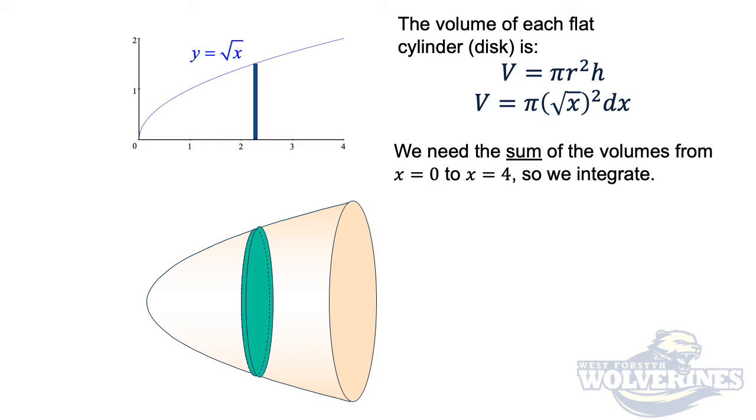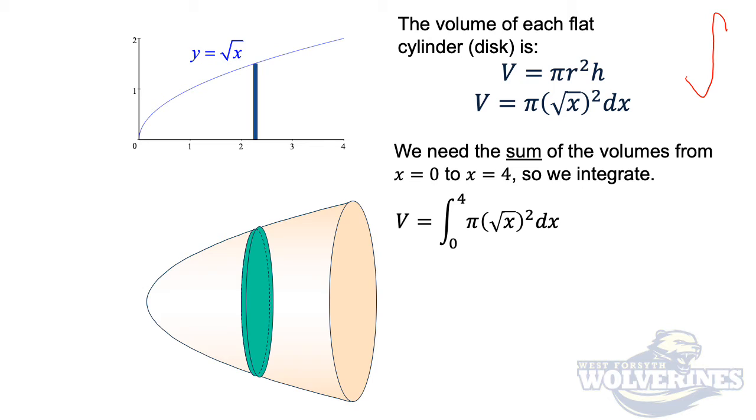And that's where the definite integral comes in, right? The integral symbol is a long, skinny letter S because it stands for sum. So we integrate from 0 on the left to 4 on the right, and it's pi r squared h, but r is coming from the curve, and h is differential dx.